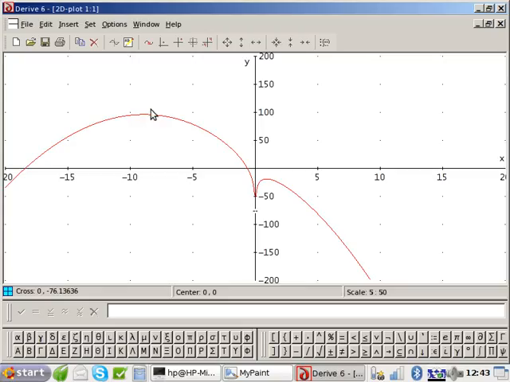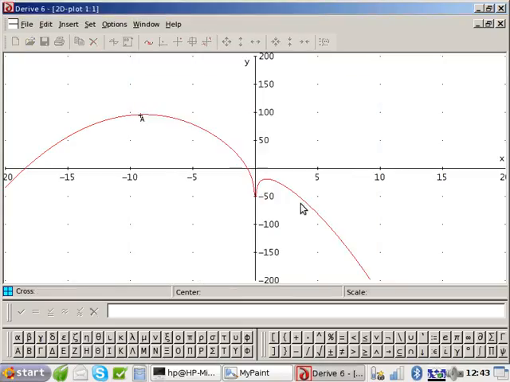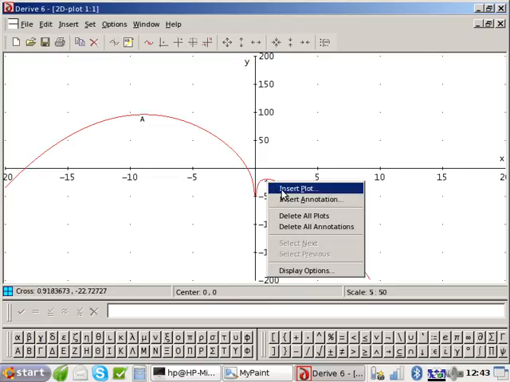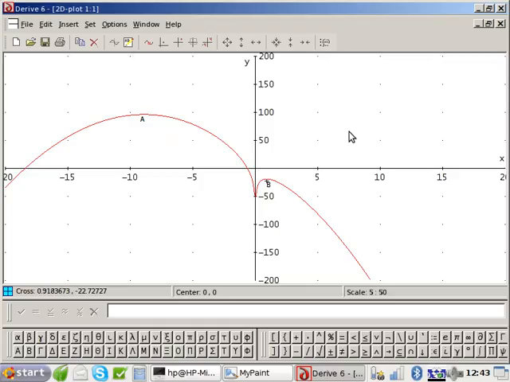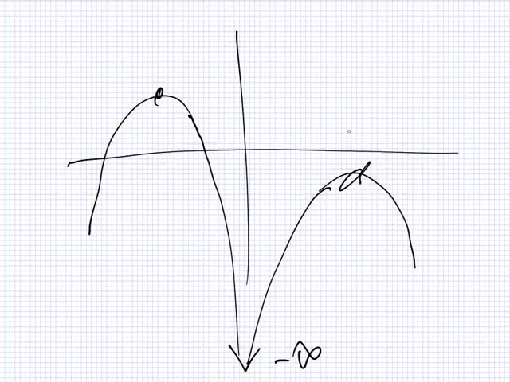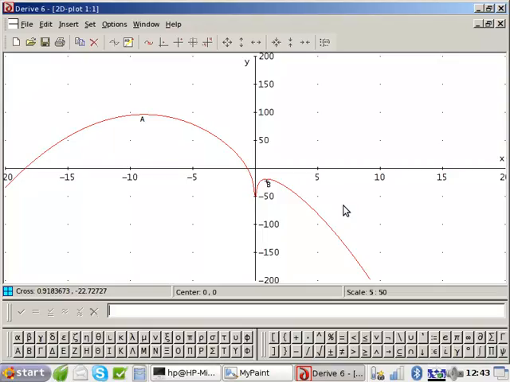So our first answer was here, so I can call that A, and then our second one was here, we call that B. But I like this example because it shows you that because you have two turning points, you might think, oh, if I have two turning points, then one should be a maximum and the other a minimum. But in this example they're both maximums. This is a maximum at the top of a hill, and this one's also at the top of a hill.